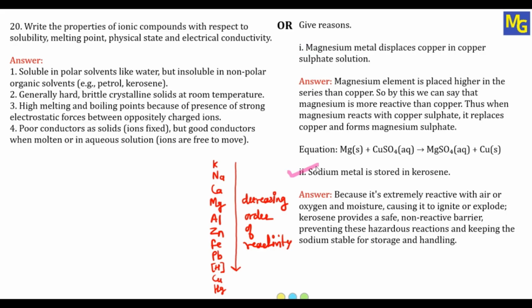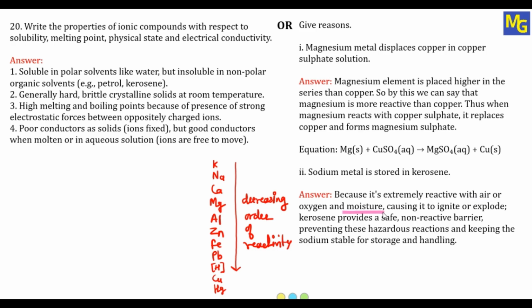The second one is: sodium metal is stored in kerosene. This is a very important question. Many times this question will be asked. Sometimes it is even asked in multiple choice. So remember this: sodium metal is stored in kerosene. The answer is, because it is extremely reactive with air or oxygen and moisture. Whenever we keep sodium metal in the open environment, it is highly reactive. It immediately combines with air, meaning oxygen, and it immediately combines with moisture.